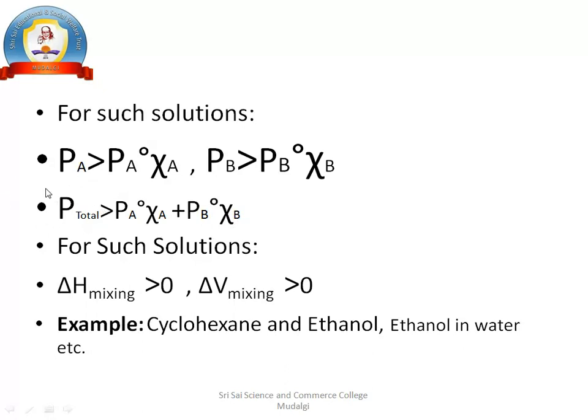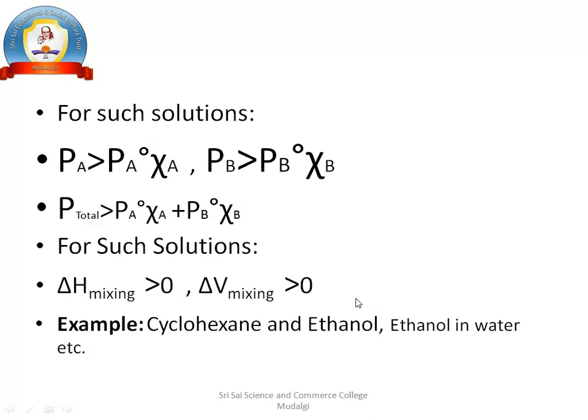If it is greater, what does it represent? A non-ideal solution with positive deviation. And if the vapor pressure of each component is greater than that of the pure component, then it is also a non-ideal solution with positive deviation. And as I told earlier, the change in enthalpy will be greater than zero, and similarly the change in volume will be greater than zero.